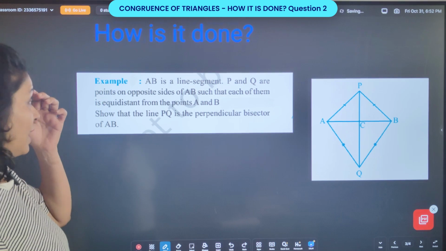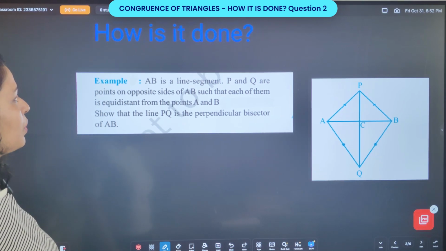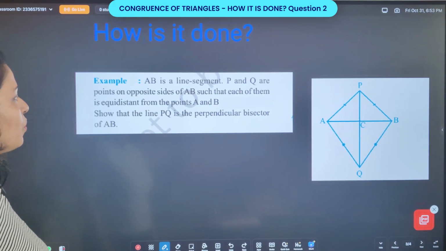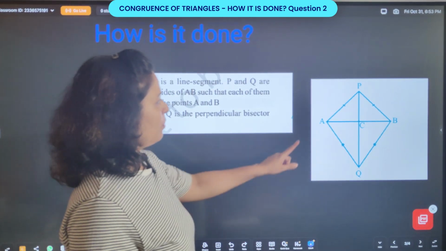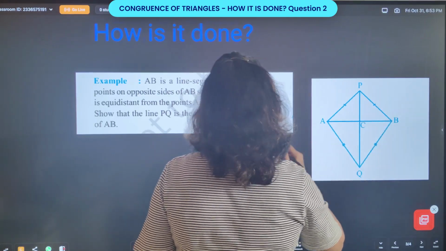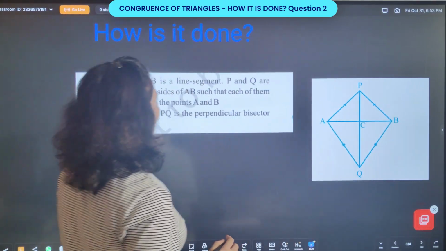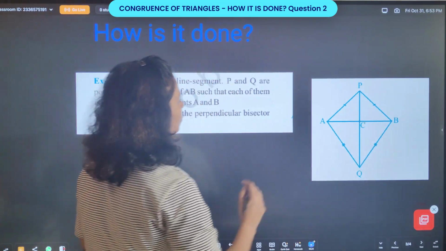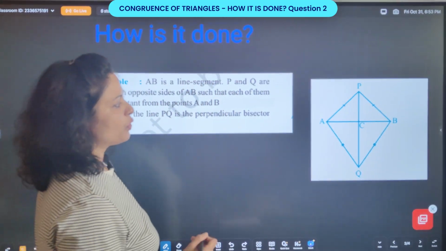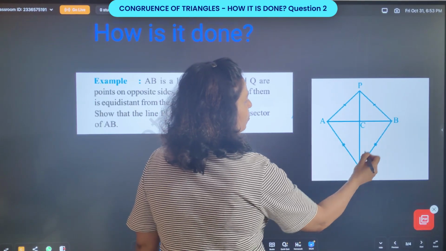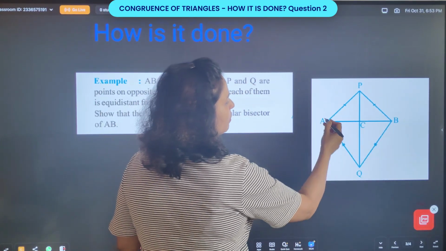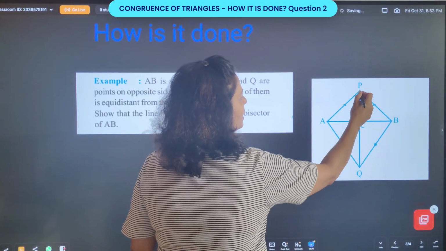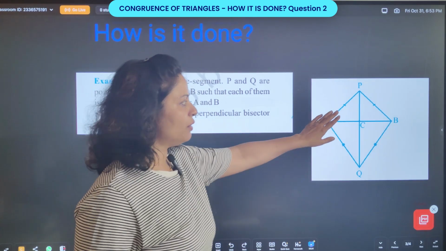This question asks: AB is a line segment, and P and Q are points on opposite sides of AB, and they are equidistant from AB. That means AQ is equal to BQ, as Q is equidistant from A and B. Similarly, P is also equidistant from AB. That means AP is equal to PB, as you can see in the figure.